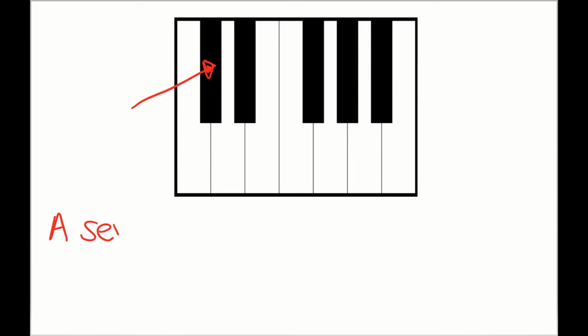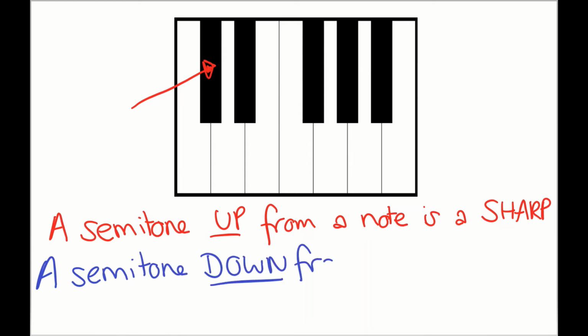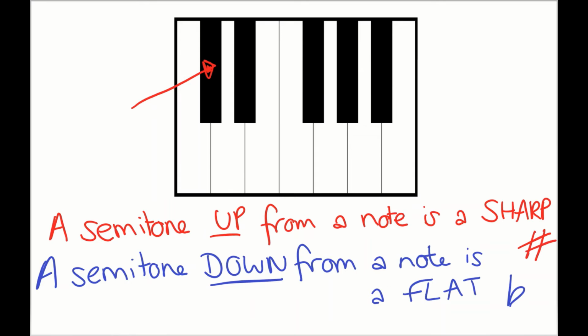Now this first black note is a semitone up from our original note of C. And a semitone up from a note is called a sharp. And a semitone down from a note is called a flat. Now you might have heard these before, a sharp or a flat. And a sharp looks like a hashtag. It is not a hashtag, it looks like one, and a flat looks like a little b. Again, it isn't, but that's what it looks like.